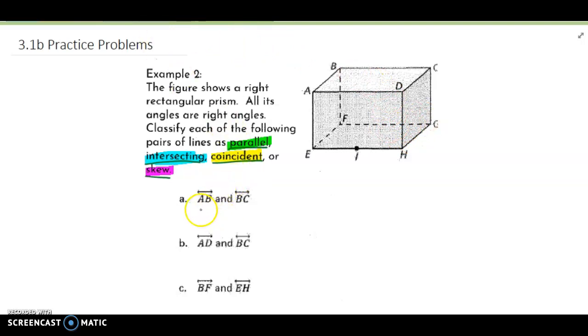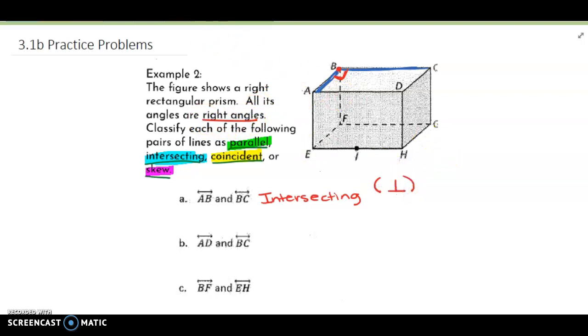All right, if we look at this, part A says we're looking at line AB, which is right here, and line BC, which is right here. So AB and BC. Now, if you look here, we can see that they intersect at point B. So the only option, these would be intersecting lines. And if we wanted to be a little bit more exact, I know it's not one of the options, we know this is a right angle because it tells us they're right angles. We could say that they are perpendicular.